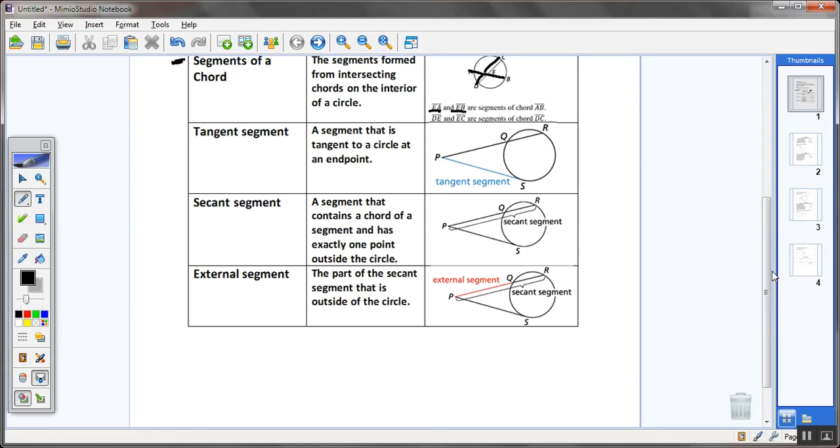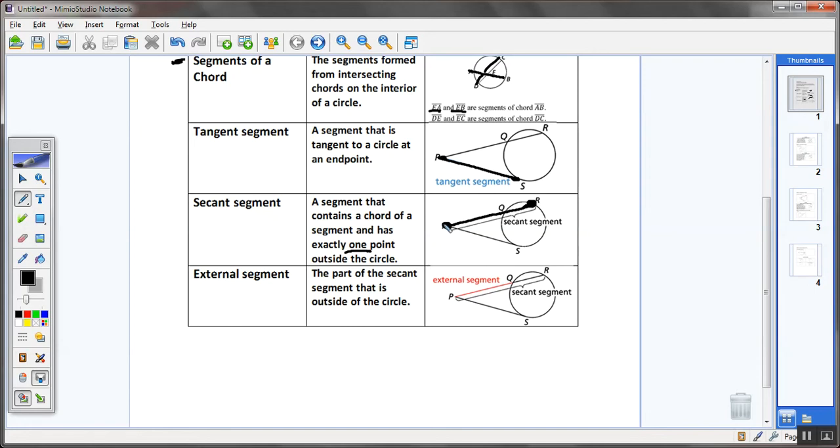One segment is going to be known as a tangent segment, highlighted in blue. It's a segment that is tangent to a circle at an endpoint. So for instance, this segment can be outside here, but the endpoint has to stop right there and touch one point on the circle. And that's your tangent segment. A secant segment is a segment that contains a chord of a circle and has exactly one endpoint outside of the circle. If you look at PR, we have the endpoint at R, and one point of this segment is completely outside, and that point is P. So that's known as a secant segment.